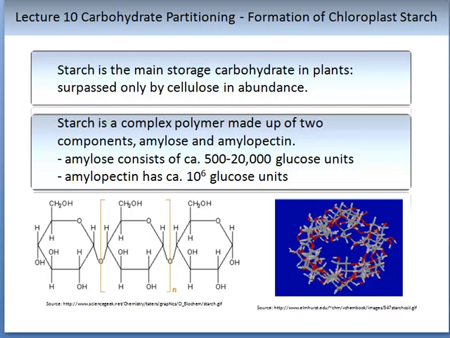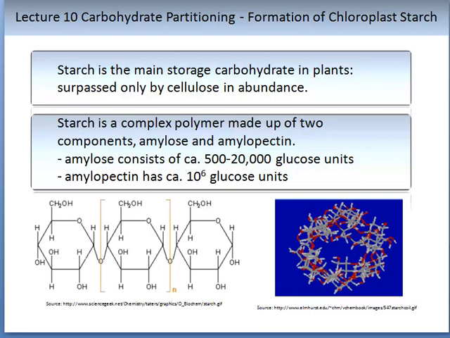Starch is a complex polymer made up of two components, amylose and amylopectin. Starch is called a polysaccharide. That means it has many glucose units. The glucose molecules can be arranged in many different fashions depending on the bonds between each glucose, and these bonds are known as the glycosidic bonds. This is what causes some of the differences between amylose and amylopectin.